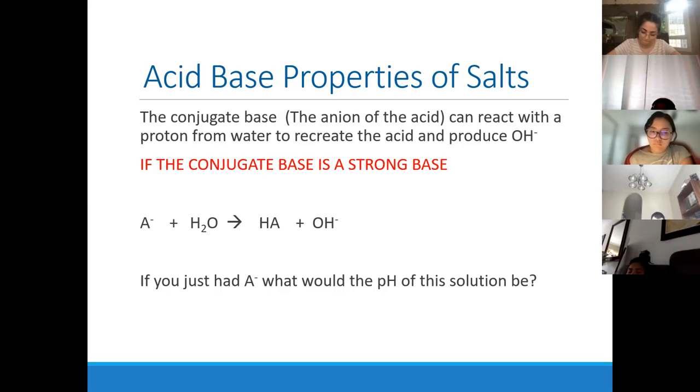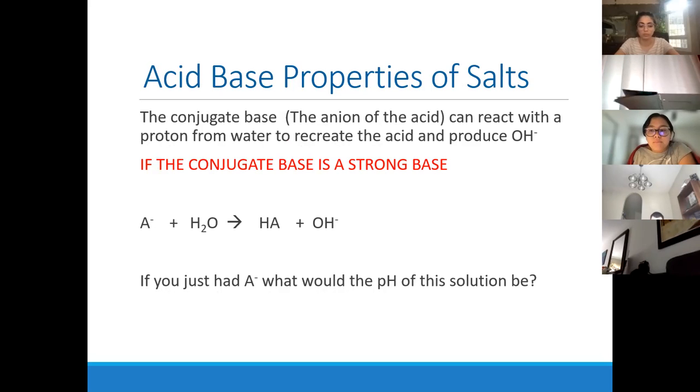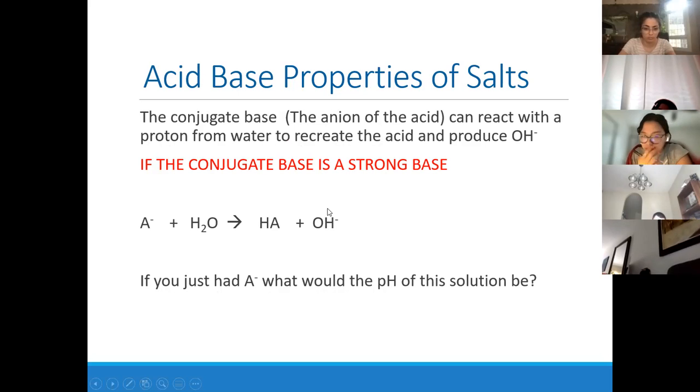If I just had A minus, Natalia, what would the pH of this solution be? Higher than 7, lower than 7? Lower. Lower than 7. Does that mean it's acidic? This is a weak acid. That's a strong base. Am I generating acid or am I generating base? Oh, sorry, you're generating the base.